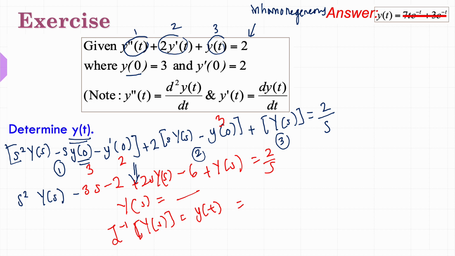So the answer here, please make a correction, this is the wrong answer. The answer that you should obtain is y(t) equals 2 plus exponential negative t plus 3t exponential negative t. Okay, so this is the correct answer that you should obtain.